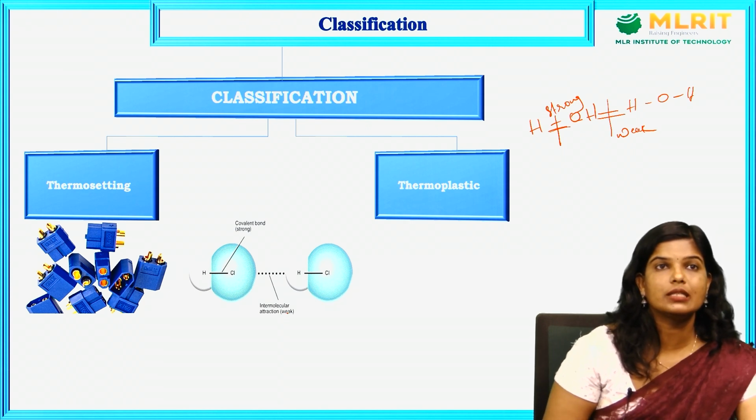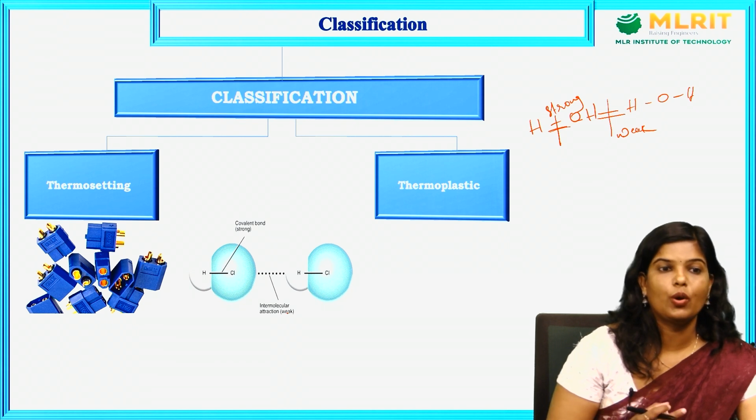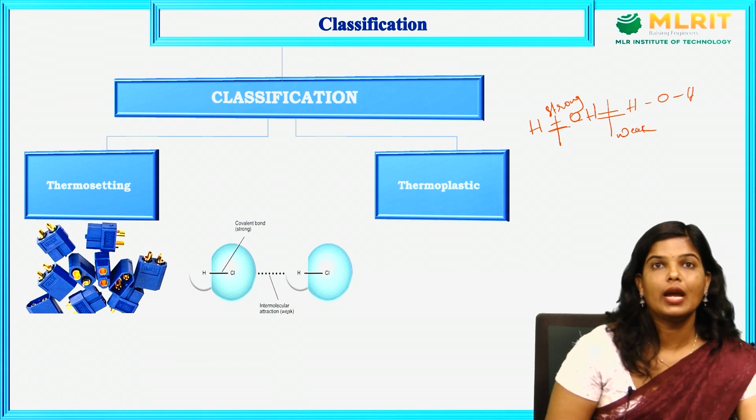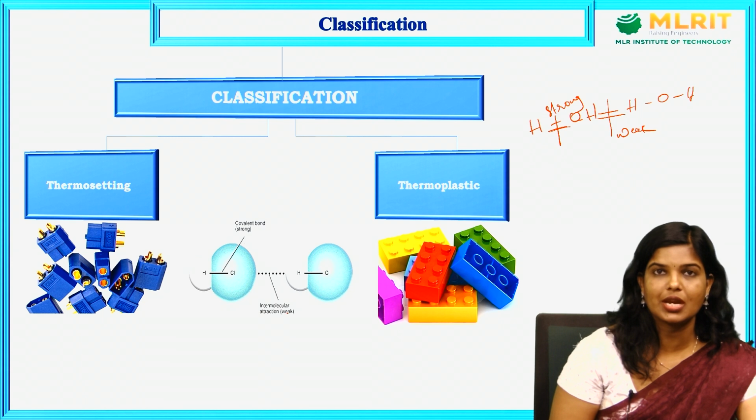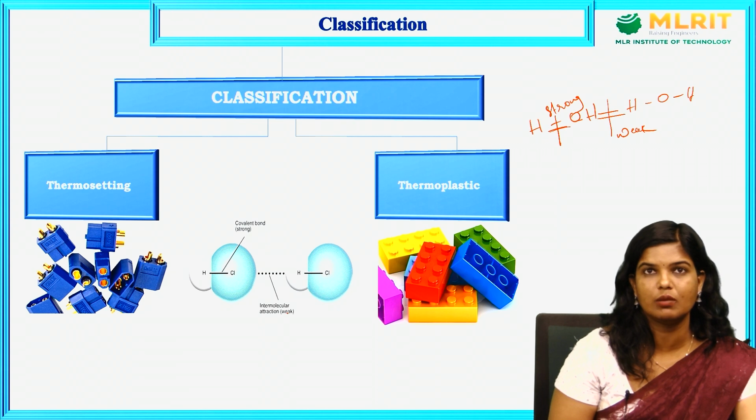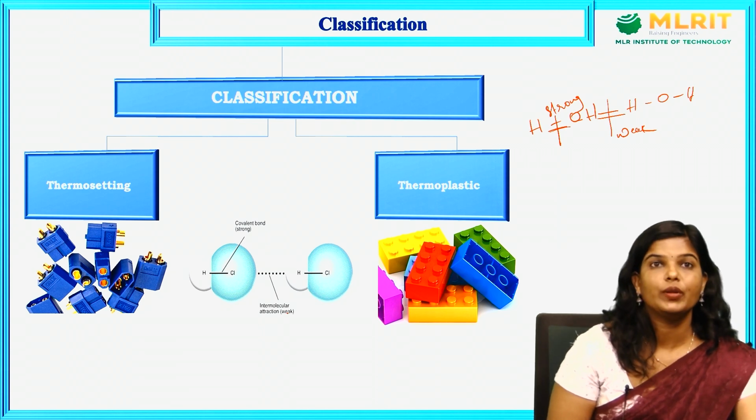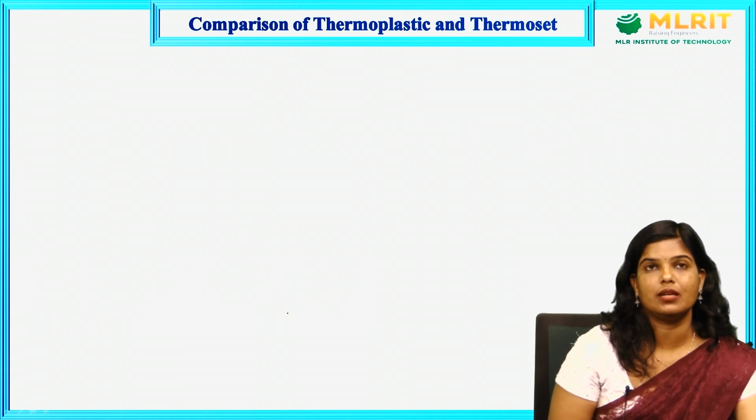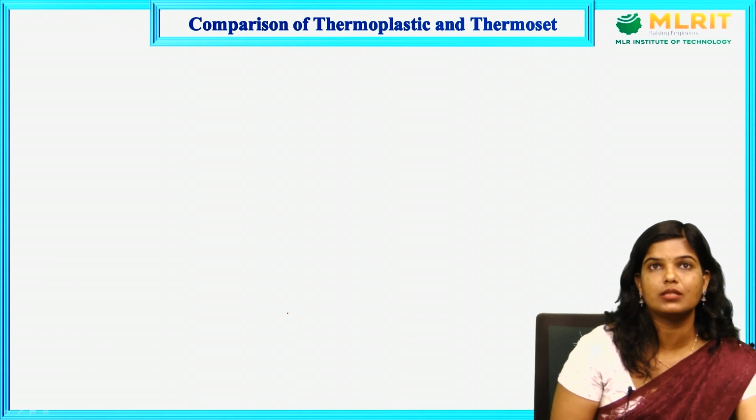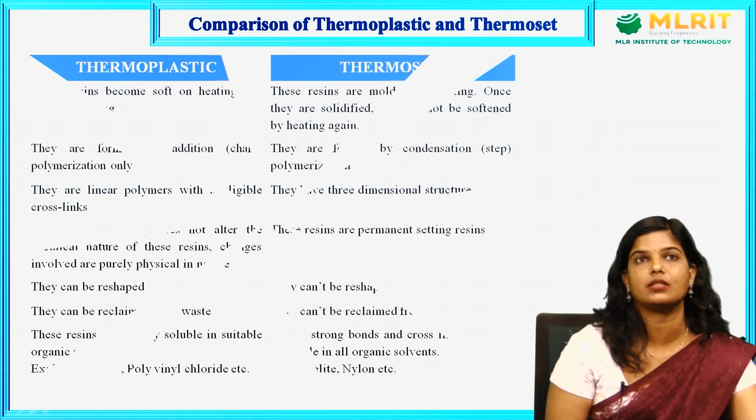So these materials can be used for the plug points, sockets, everywhere. And thermoplastic is normally used, which can be remolded or reshaped into desired shapes. Normal household items, toys, everything will be using thermoplastics. Now, what are the major comparisons, or how can we differentiate thermoplastic and thermoset plastics?